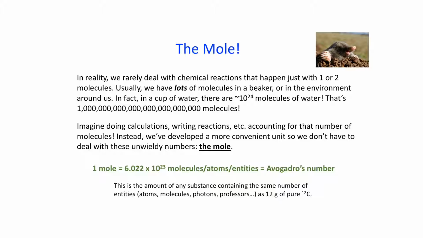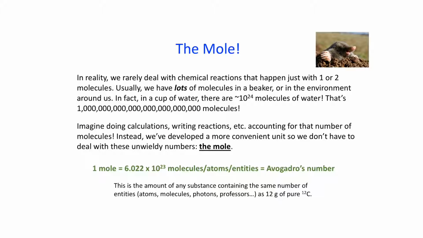So we've introduced the idea of atoms and molecules and chemical formulas that tell us how many atoms are in our molecule. But usually when we're dealing with things on a laboratory scale or on a global scale, we're dealing with tons and tons of molecules. In fact, if you just consider a cup of water, there's about 10 to the 24 molecules of water. So that's a lot of zeros after that one.